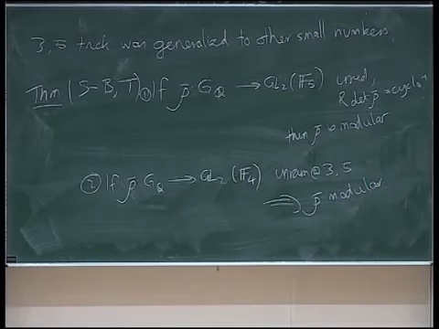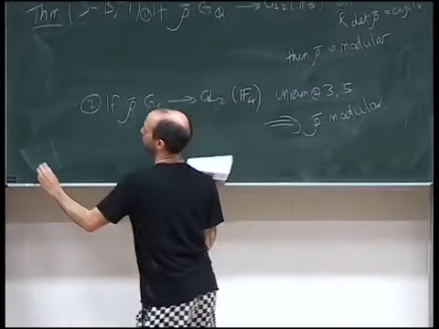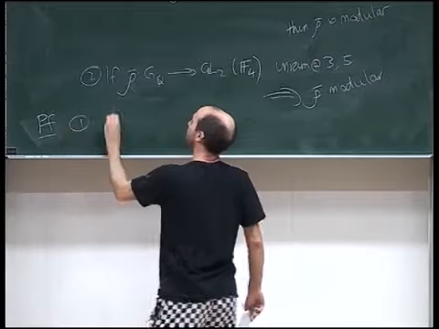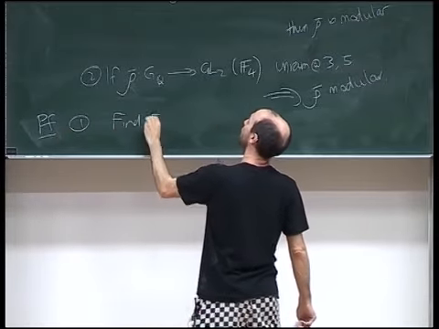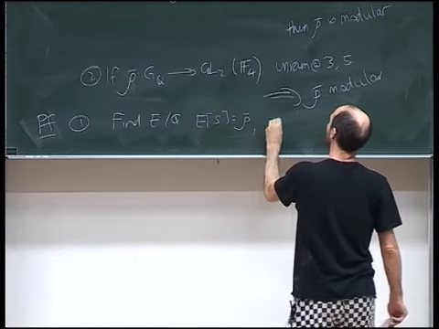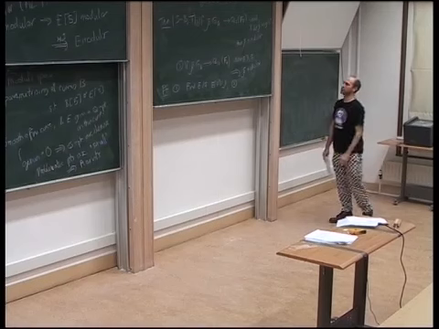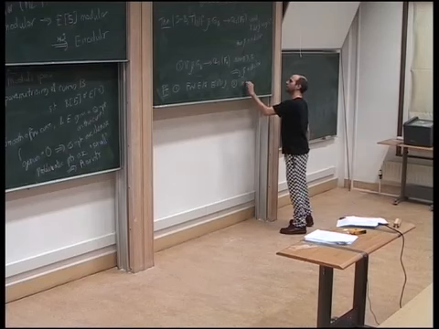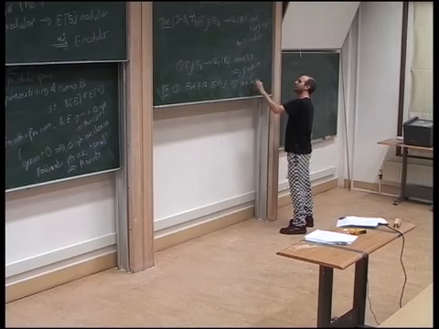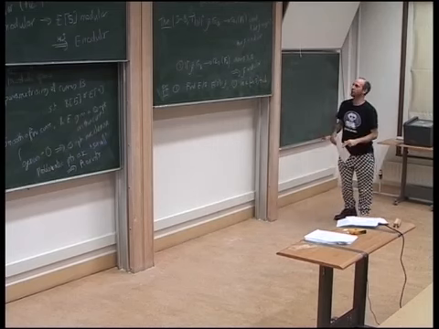So how do you prove part 2? As I say, the proof of part 1 is to find an elliptic curve, find E over Q such that E[5] is rho bar. And then for part 2, we've got a mod 4 representation. We use a 4-5 trick. So what's a 4-5 trick?